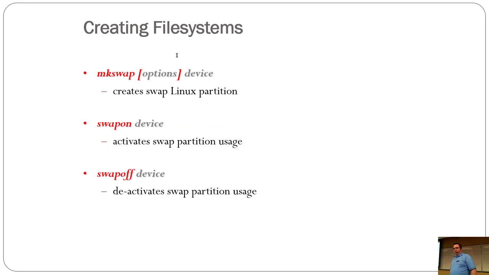So the other thing you can do is when you create a swap partition, you create a partition, set it as a swap. So if you do mkswap, it creates a swap partition. swapon, guess what? It turns it on. swapoff, turns it off. So you can add temporary memory to your computer by creating extra partitions.